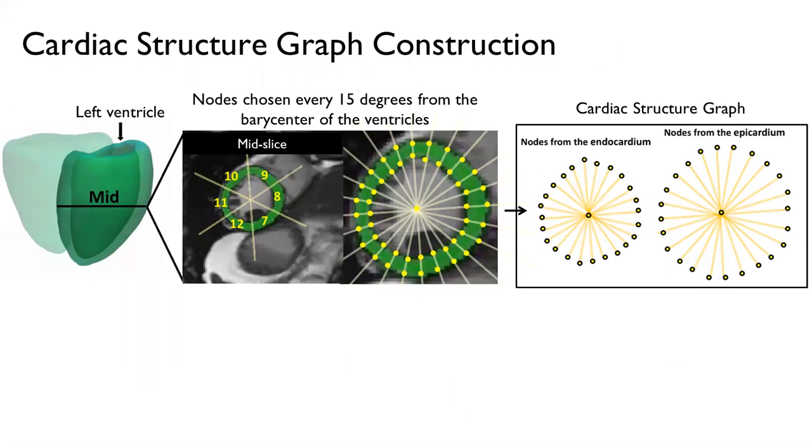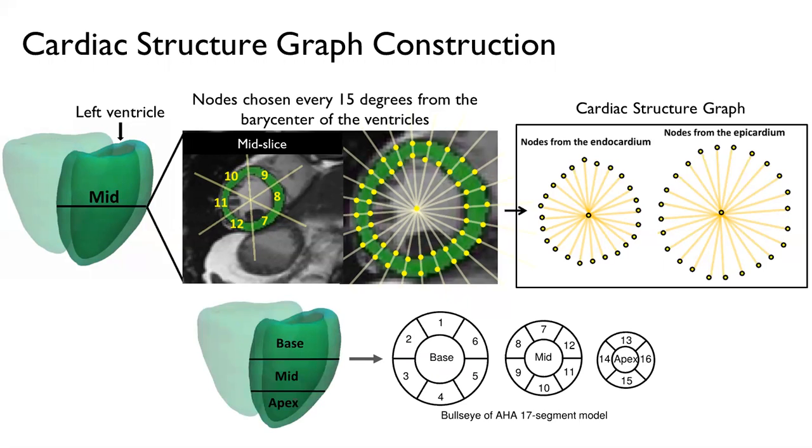In this work, we construct a cardiac structure graph from the mid-ventricular short axis view. According to the AHA 17 segment model, there are 6 segments in the middle slices. To be clear about the number of segments, I would like to show you the segment model based on 3 sections of the left ventricle: base, mid-cavity, and apex.